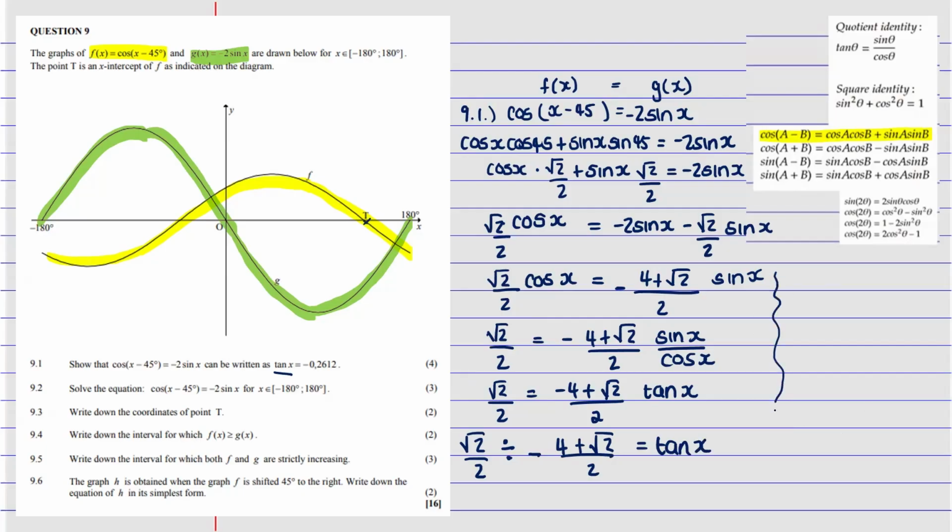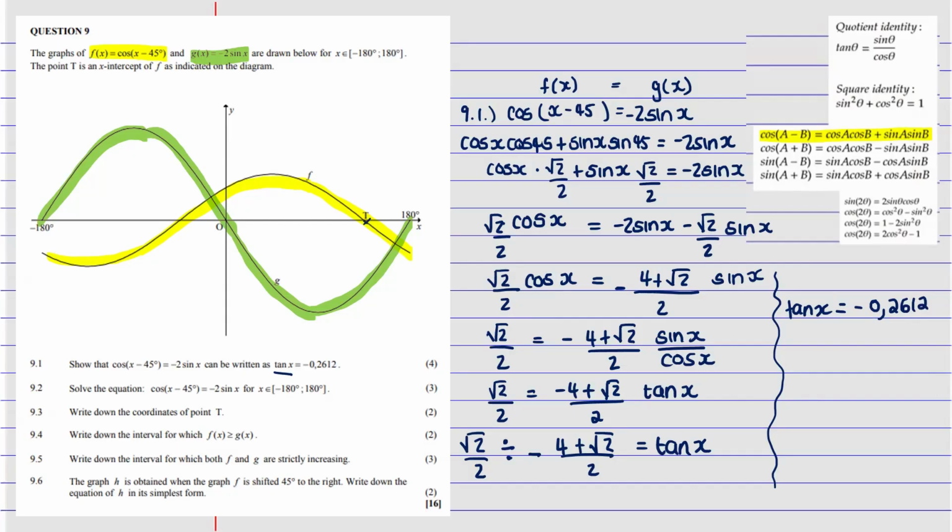Let me just move it here. Now, when you say tan x, it's going to be equal to, when you take your calculator and say root 2 divided by 2, right? And this is going to be division minus, then it's going to be a fraction. When you say 4 plus root 2 divided by 2, you're going to get that your answer is whatever they want, which is exactly -0.2612, which means you've proven the first part. Is everyone okay with that?